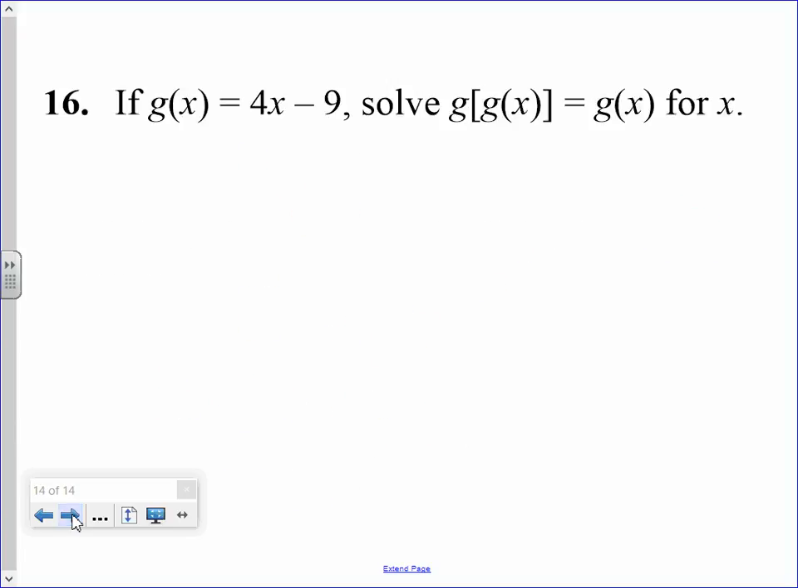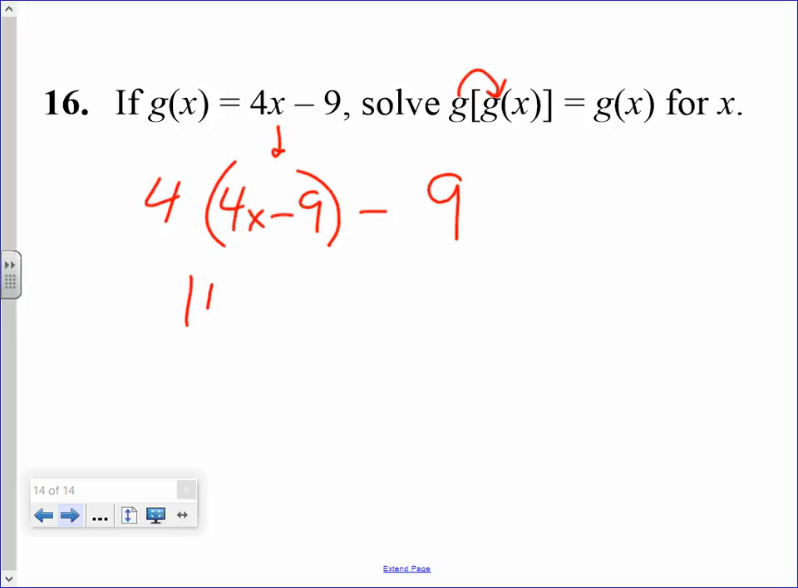And last, if you're going to plug a function into itself, g of x, you just take the 4x minus 9, and that will become x within 4x minus 9. And then you distribute, you get 16x minus 36 minus 9, which would just be 16x minus 45.